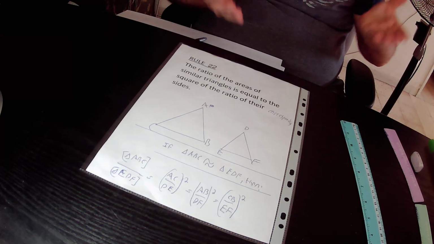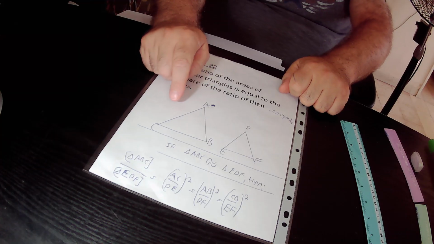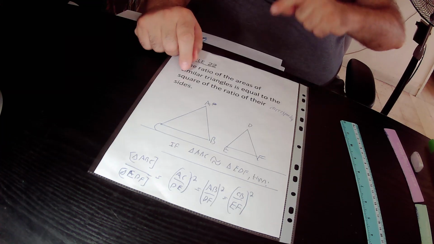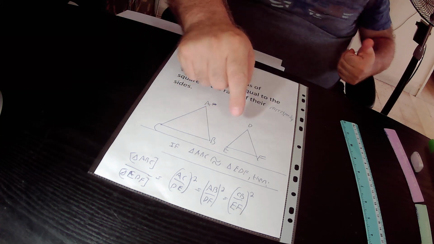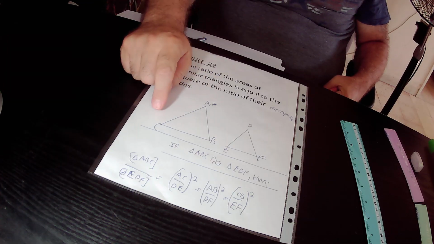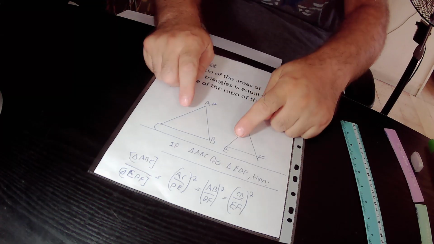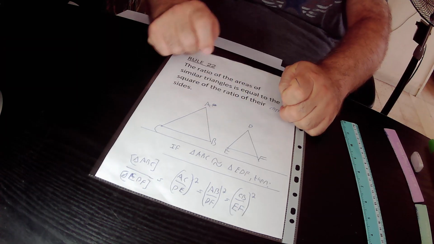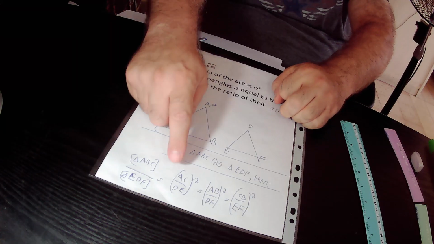So what is the square of the ratio of their corresponding sides? In those two triangles, side AC is the corresponding side of side DE. Likewise, side AB is the corresponding side of side DF. And finally, side CB is the corresponding side of side EF. So what is the square of the ratio of those two corresponding sides? It is AC over DE squared.